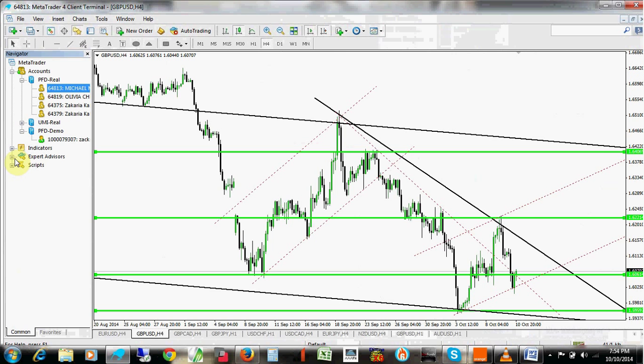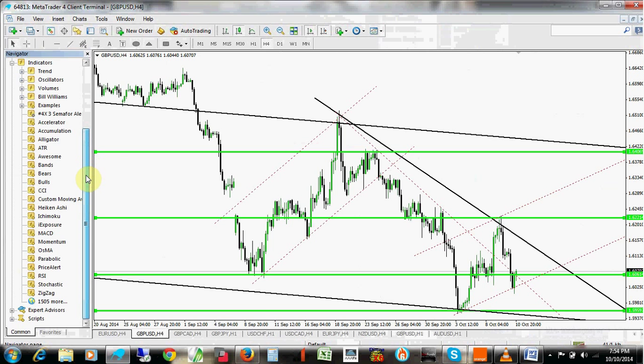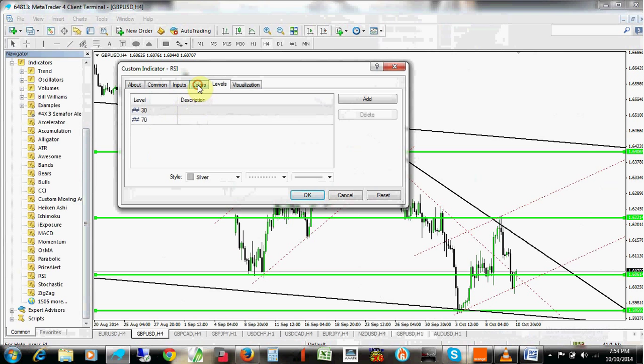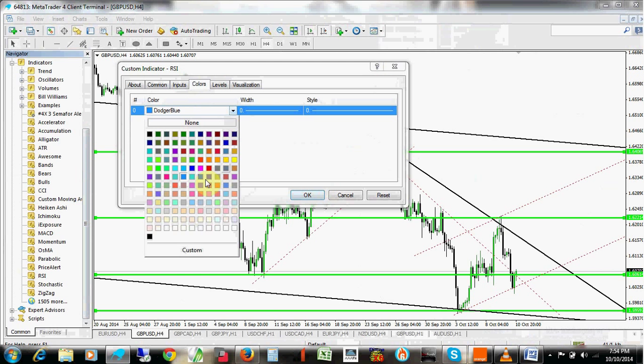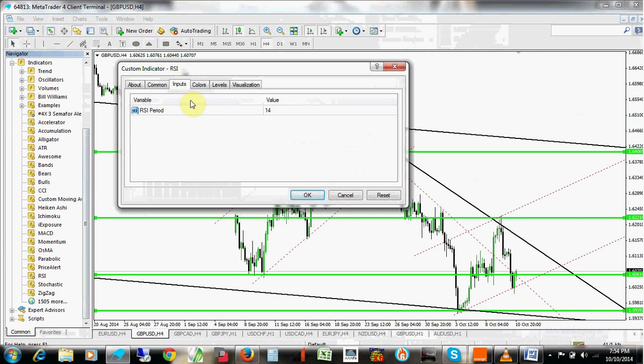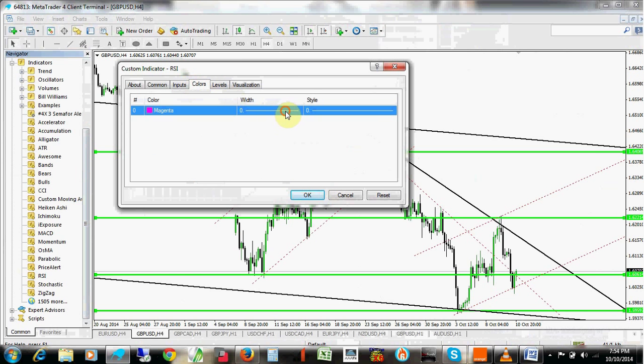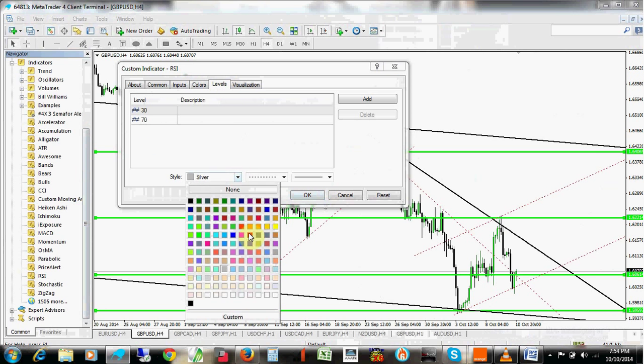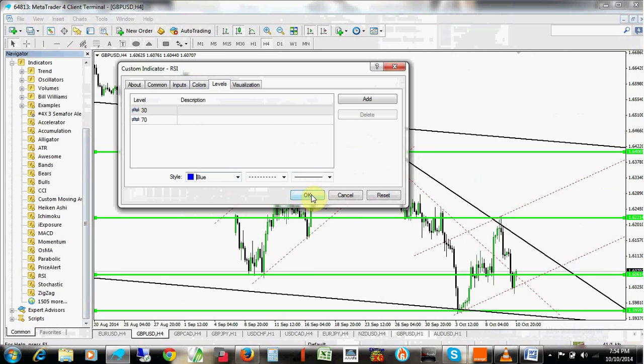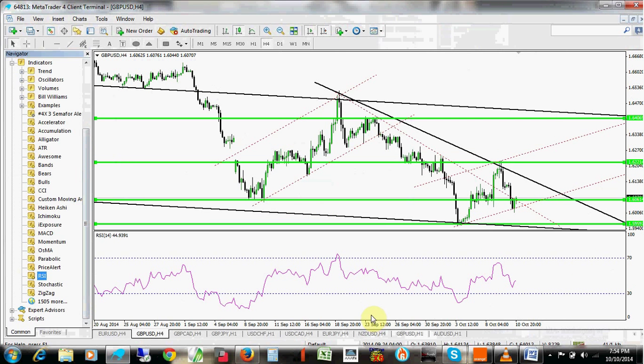RSI, where are you, RSI? RSI, here you are. Default setting, no gimmicks. Here we go. Levels, change, keep it blue. Nice. I'm good. This guy tells me what is happening and what's likely to happen.